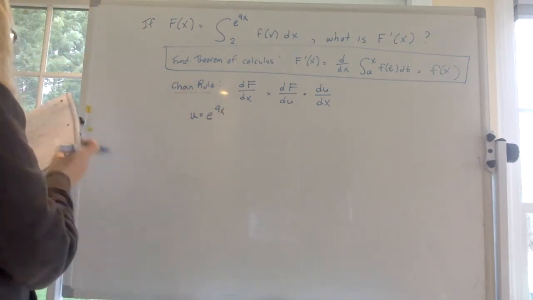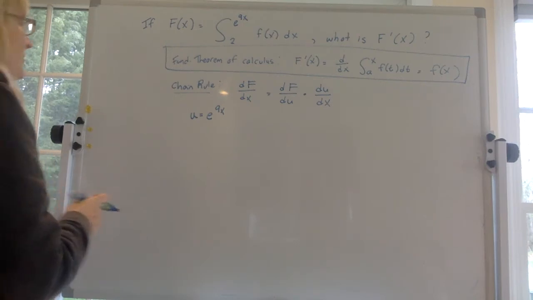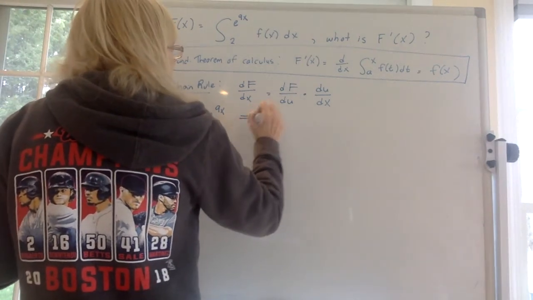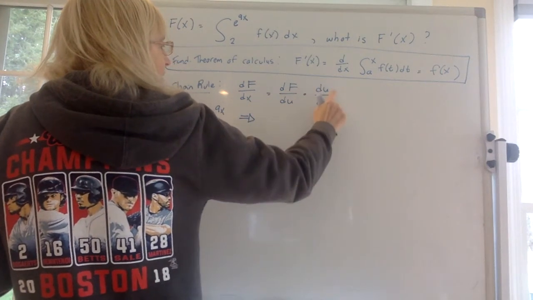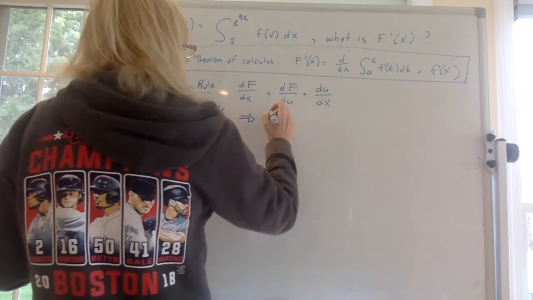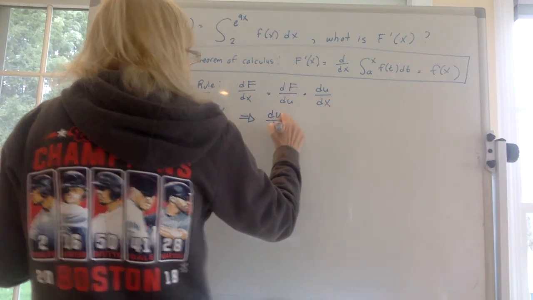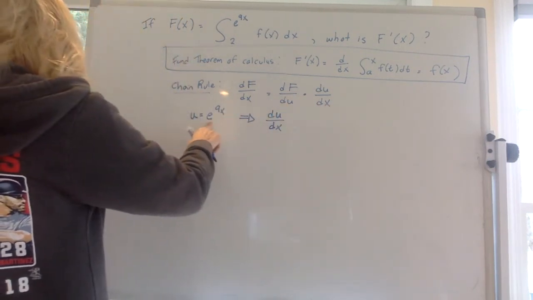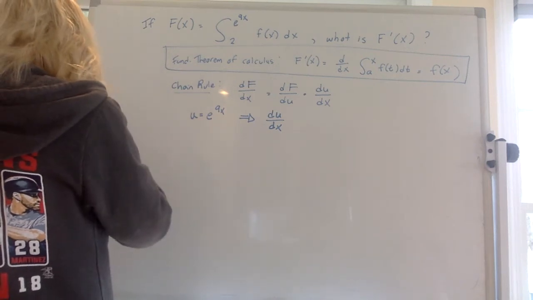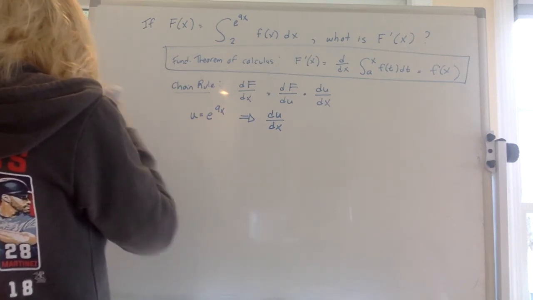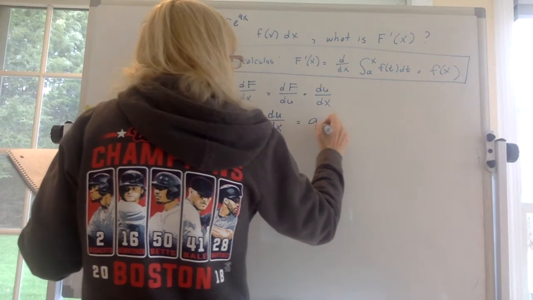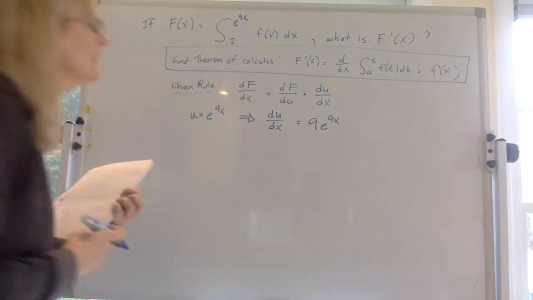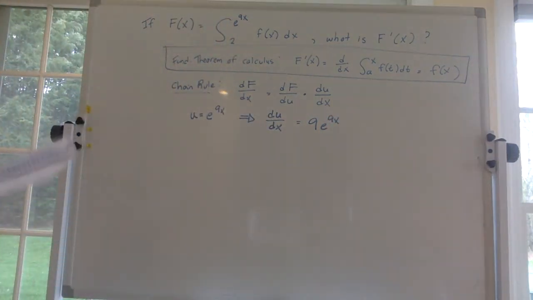Right? So let's figure out then, since we're going to use a chain rule, we know we have to find du dx. So what is du dx? What's the derivative of e to the 9x? I think it's 9 e to the 9x, right? Okay, so we have that.